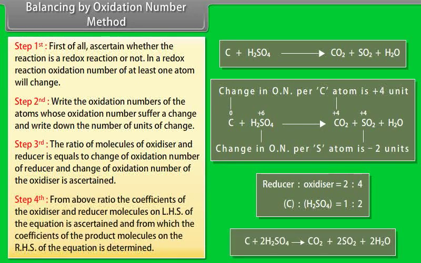Step fourth. From the above ratio, the coefficient of the oxidizer and reducer molecules on the LHS of the equation is ascertained, and from which the coefficient of the product molecules on the RHS of the equation is determined.